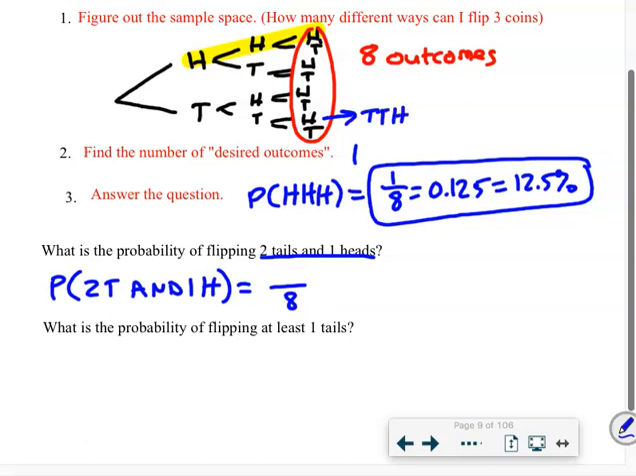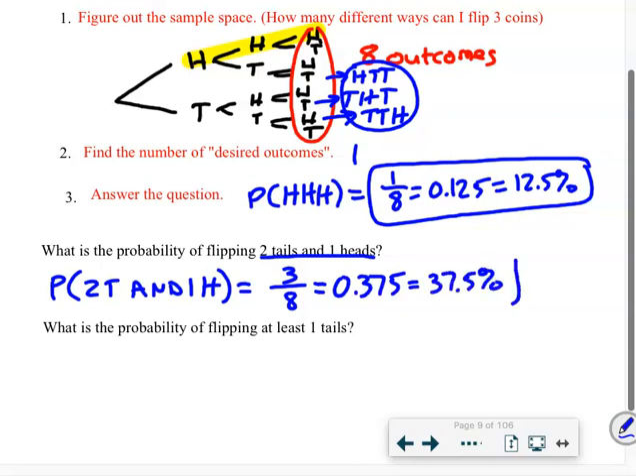Tails, tails, heads. That's one way to do it. Here's another one. Tails, heads, tails. That's 2 tails and 1 heads. Here's another one. Heads, tails, tails. And that should be it. Every other option has either 2 heads or 1 head or 1 tail. So those would be my 3 different ways to get 2 tails and 1 head specifically. So there's 3 ways to do that. That's an okay answer. So is 0.375. So is 37.5%.